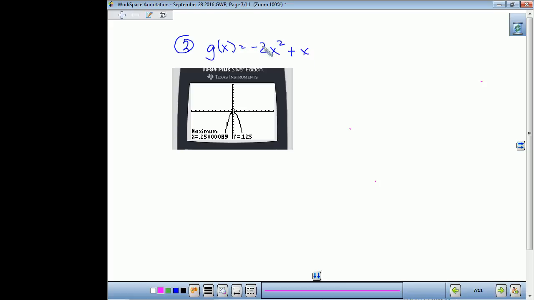Alright, everybody graph this one, and this one's going to open down. We know it's going to open down before we graphed it, because we've already dealt with this function. It's even degree and negative leading coefficient, so it's going to open down. So instead of having a min, this one has a max. Let's see if you can find that max. Calculators.